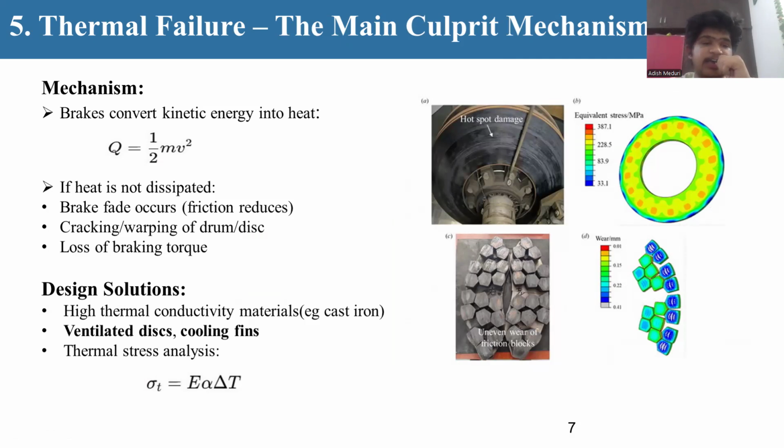If heat is not dissipated, brake fade occurs. Friction reduces. Cracking, warping of the drum or disc, and loss of braking torque. The design solution for this: high thermal conductivity materials. For example, cast iron should be used, or ventilated discs or cooling fins.